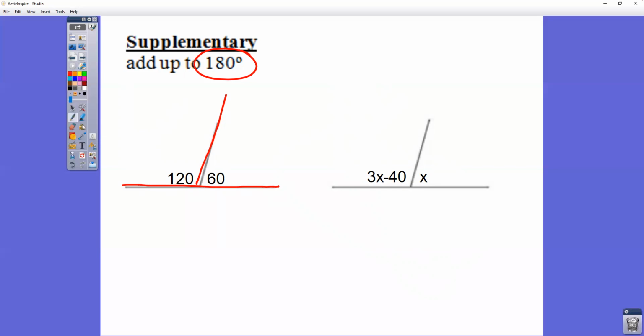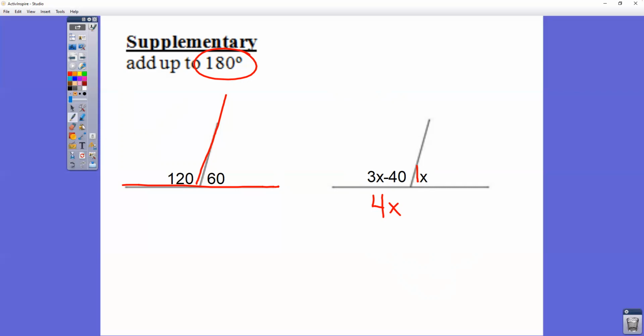So again, we need to set up an equation, solve for x, and sub it back in. Anytime that you have a letter all by itself, there's really a 1 in front of it. So when we go to add together our 3x and our 1x, we get 4x.